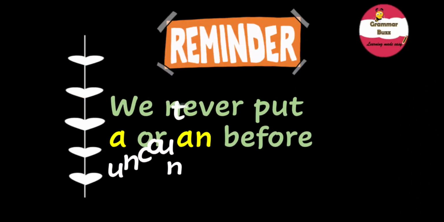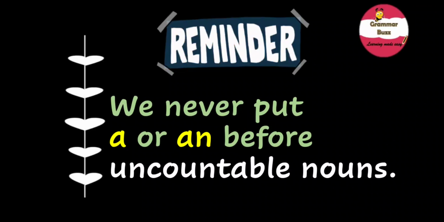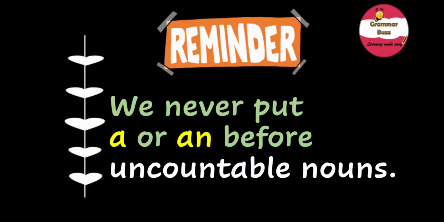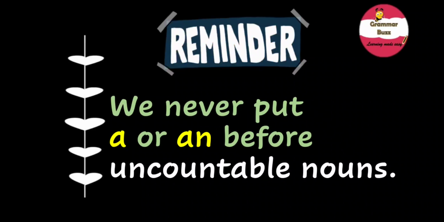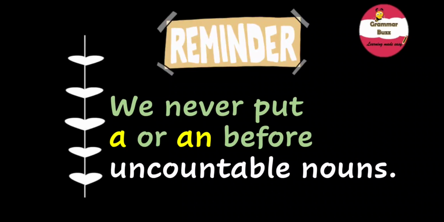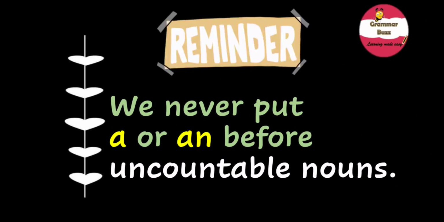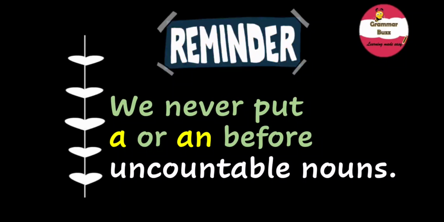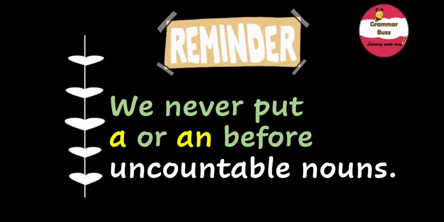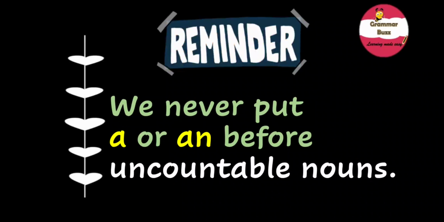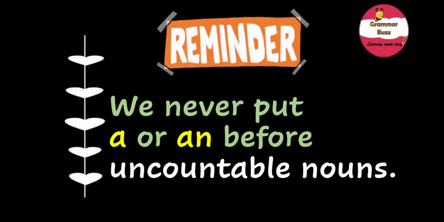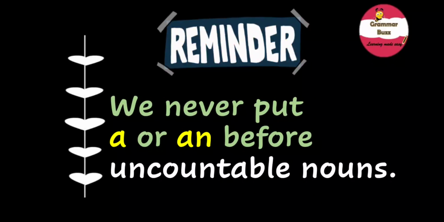So, here comes a reminder for you. And what is the reminder? The reminder is we never put a or an before uncountable nouns. You could never say give me a rice or I want to drink a water. That would sound so funny. So remember never to use a or an with uncountable nouns.